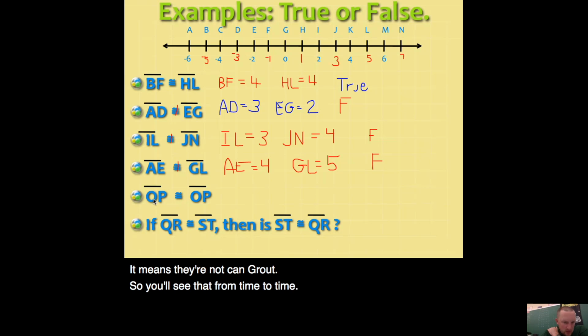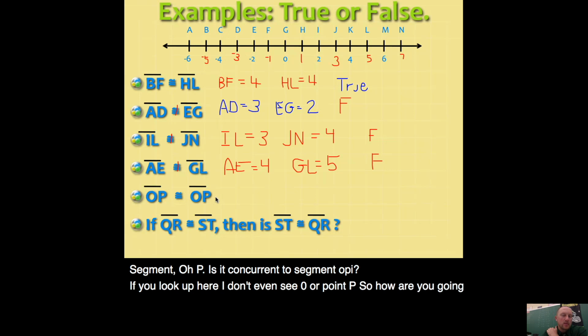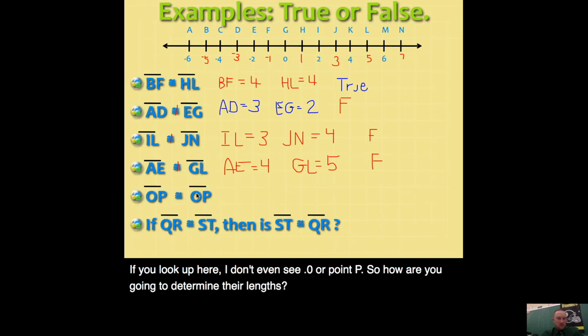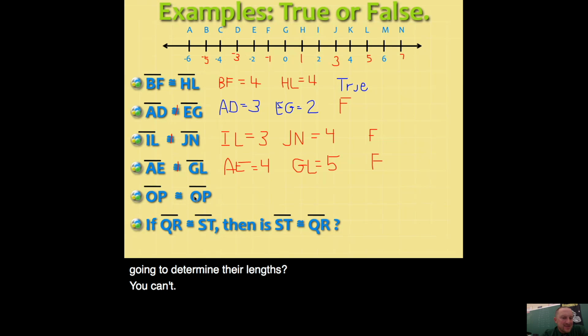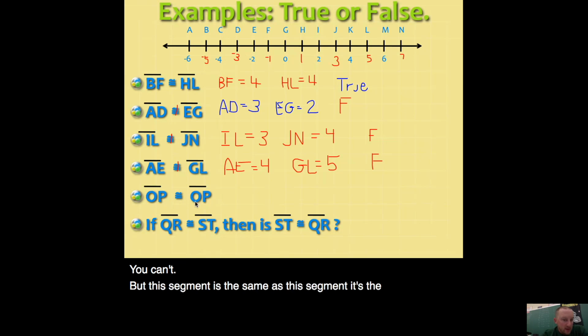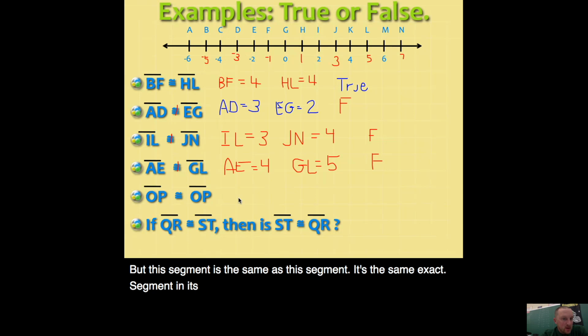Next one, segment OP. Is it congruent to segment OP? Well, if you look up here, I don't even see point O or point P, so how are you going to determine their lengths? You can't. But this segment is the same as this segment. It's the same exact segment, and it's named exactly the same way. So regardless of how long it is, wouldn't it be congruent to itself?